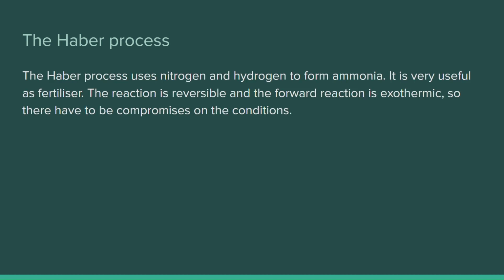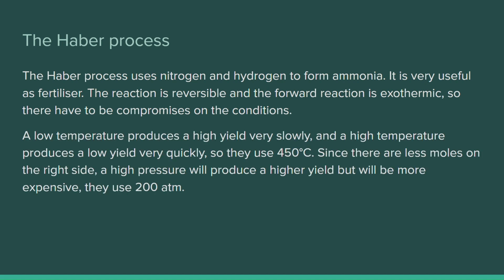The Haber process. The Haber process uses nitrogen and hydrogen to form ammonia, so they get the nitrogen from the air and the hydrogen from some water. It's very useful as fertilizer. The reaction is reversible, and the forward reaction is exothermic, so they have to compromise on the conditions.